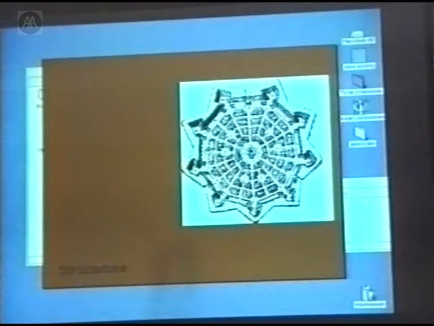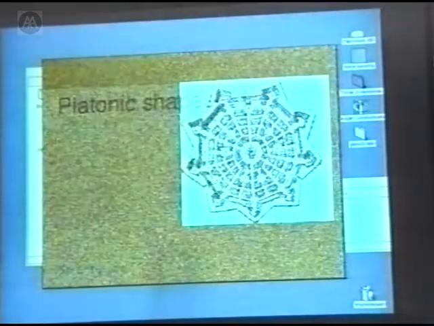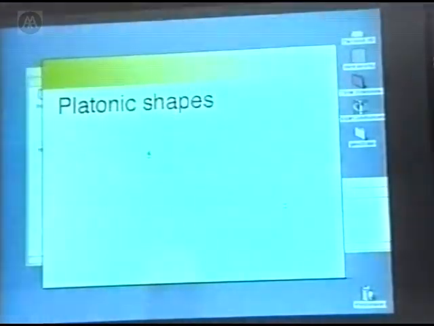So, for instance, a typical Renaissance-style city, as planned, used very formal designs, very formal shapes: circles, rectangles, lines. These are generally known as the Platonic shapes, named after Plato, who basically put them into a rigorous context.